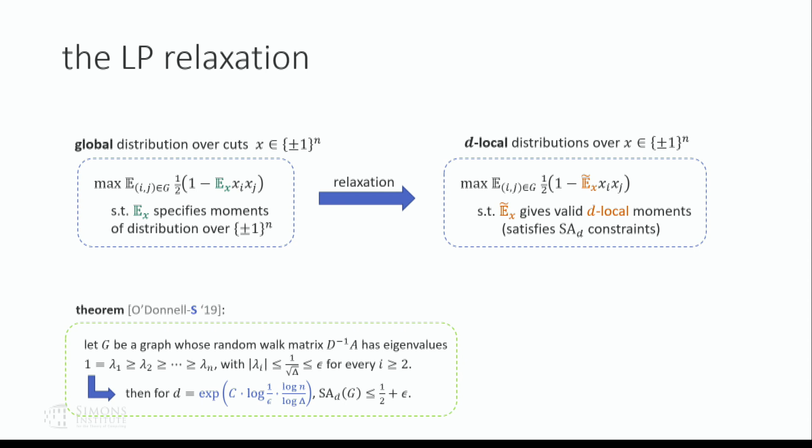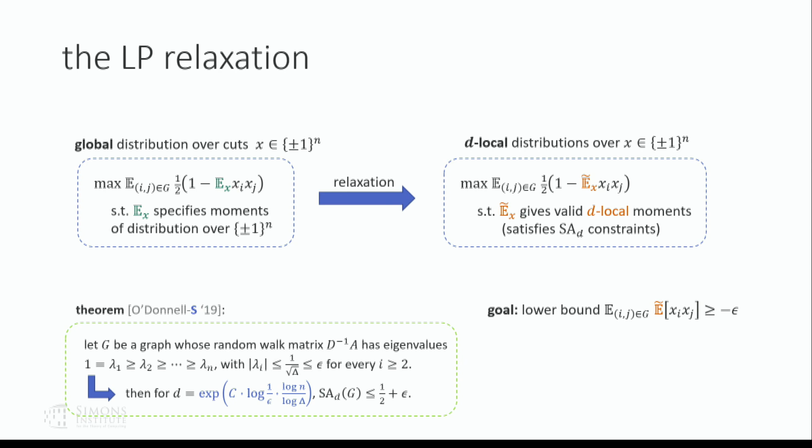Okay, good. Rephrasing our theorem: as long as I have my eigenvalues bounded by 1 over square root delta, then exponential in log 1 over epsilon times log n over log delta rounds of Sherali-Adams will certify that, for such graphs, the max cut value is at most half plus 1 over square root delta. What we'll certify is half plus epsilon for any epsilon larger than 1 over square root delta. So this is going to be our goal.